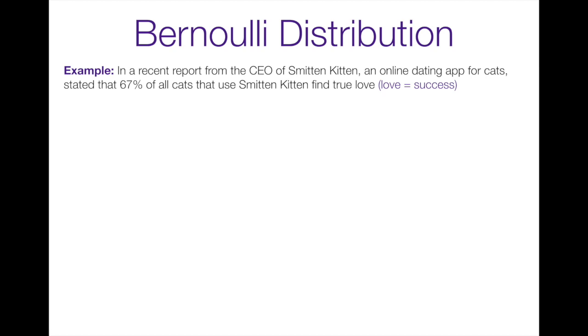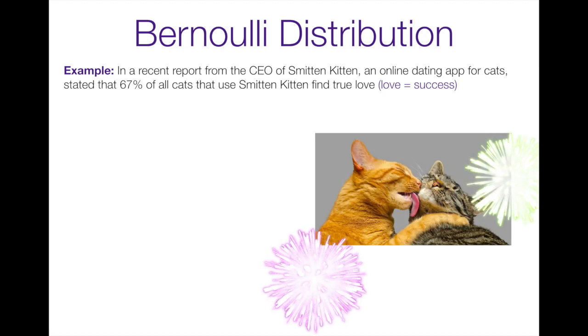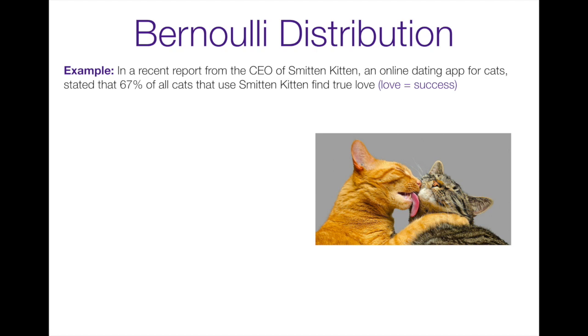So next up, an example where things aren't equal. In a recent report from the CEO of Smitten Kitten, an online dating app for cats, it was stated that 67% of all cats that use Smitten Kitten find true love. So we're going to call love a success.